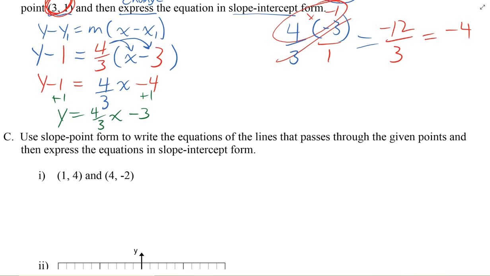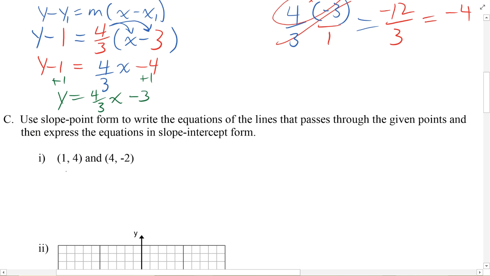Yeah, totally. Okay. So next part, we are going to write this into slope point and then into slope intercept. Okay. So first thing we have to do is find our slope. Go ahead. Use your M equation, find your slope. Go.